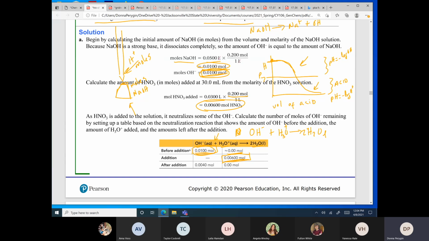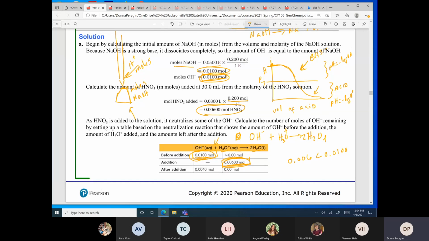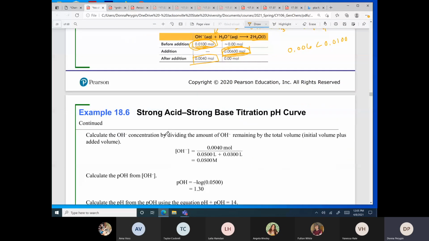So we're starting with 0.0100 moles of hydroxide. We're going to add H3O+, 0.00600. So 0.006 is less than 0.0100. So we know that we're still going to be in the base range, because we're still going to have some base hanging around, because we started out with more base than we had acid. So we're going to subtract the acid amount from the base that we started with. After the addition, we have 0.0040 moles of base.